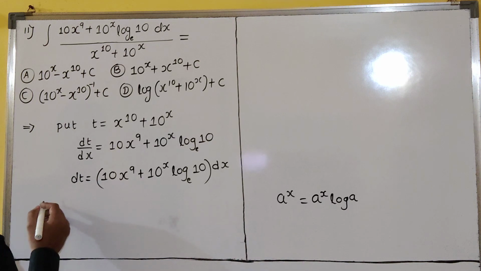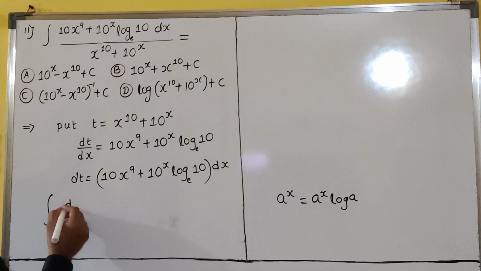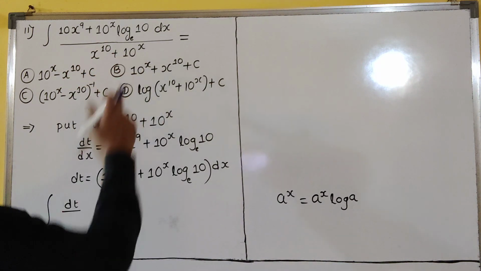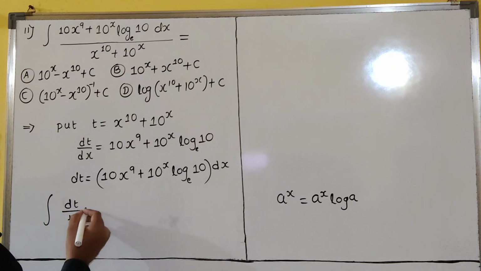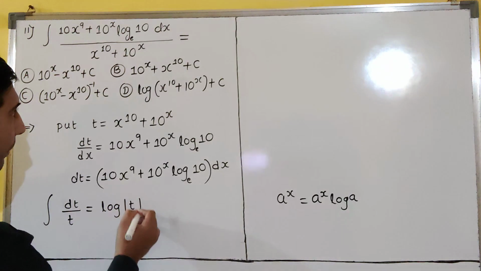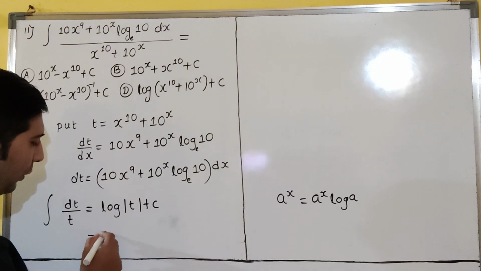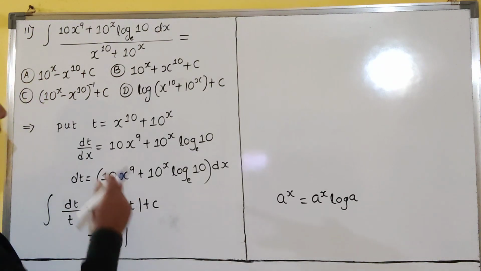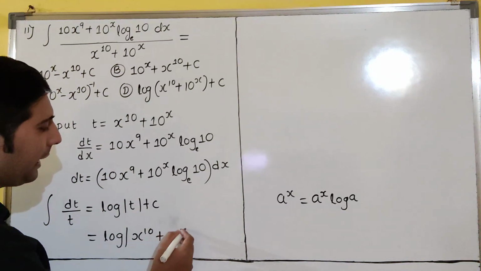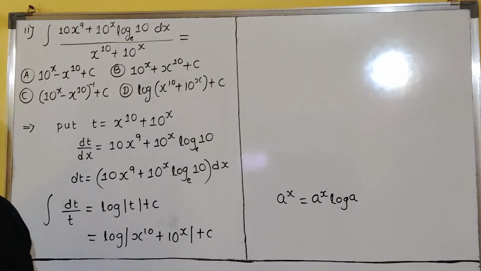Then we can substitute the values. Numerator is nothing but what? This is dt. And what is your denominator? Denominator x raised to 10 plus 10 raised to x is what? t, no? t I can write. 1 by t integration is what? Log mod t plus c, dear students. What is the t value? t value you know already. What is the t value? x raised to 10 plus 10 raised to x. t value I am substituting, plus c. And this is our required answer, dear students.